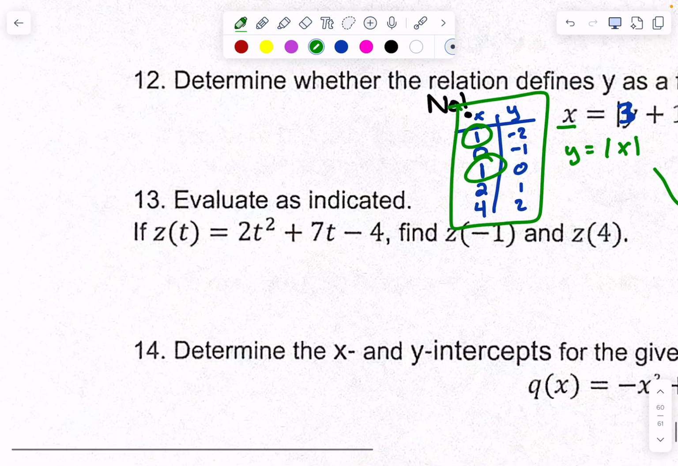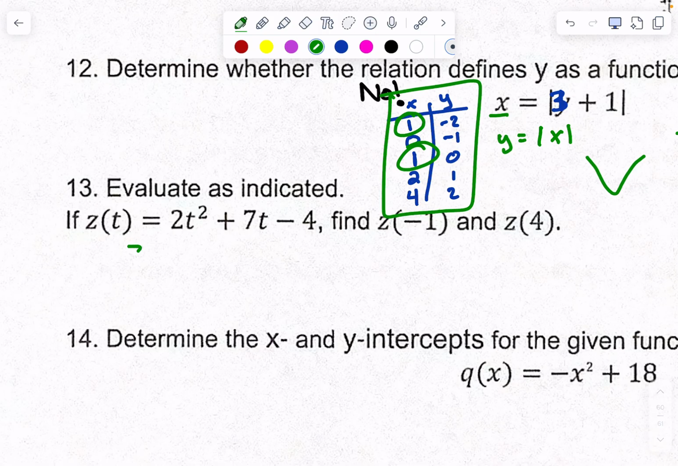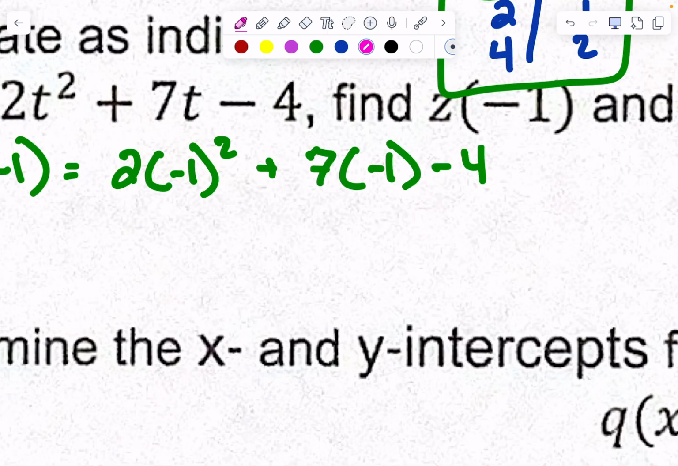Okay, all right. You're doing Z of -1. That means I plug him in. -4. Okay, plug -1 in. -1 squared is 1. 2 times 1 is 2. 7 and -1 makes -7. -4, that is -9.